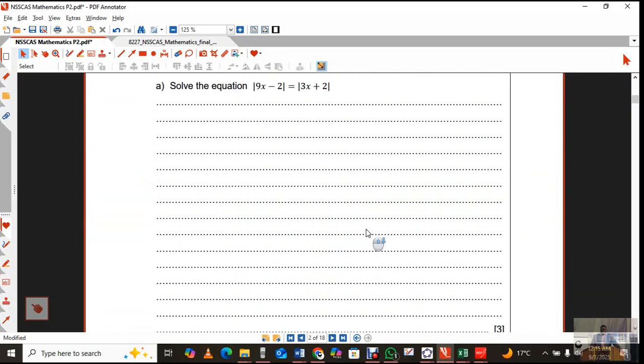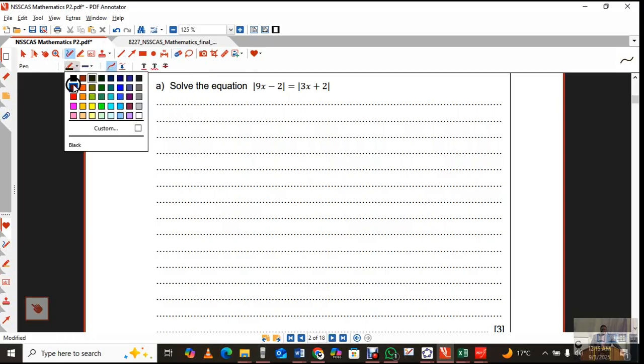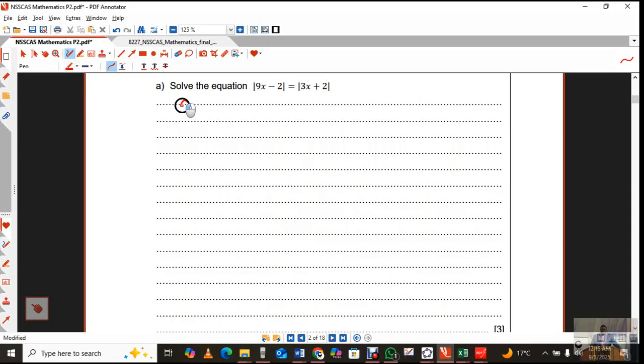Right, the first question has to do with absolute value equations. The way you can solve this, I hope you still remember, this is just 3 marks. You're going to square both sides. So you're going to say (9x minus 2) all squared is equal to (3x plus 2) all squared.